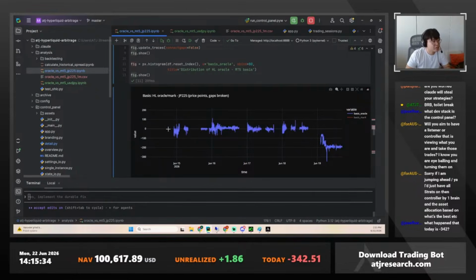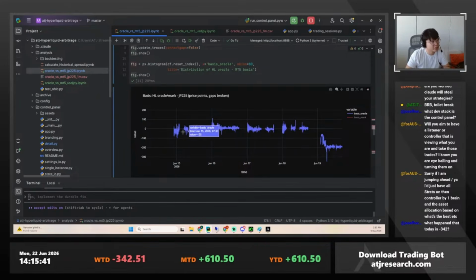But as a result, this week I did some Oracle pricing analysis, where I exported historical Oracle prices and compared them with MT5. So in the future, when the Oracle price drifts away from the MT5 price, our trading bot will know and will stop trading. This is an extra safety measure that I've added to avoid that loss. This is the spread, or the basis, between Hyperliquid price and MT5 price.